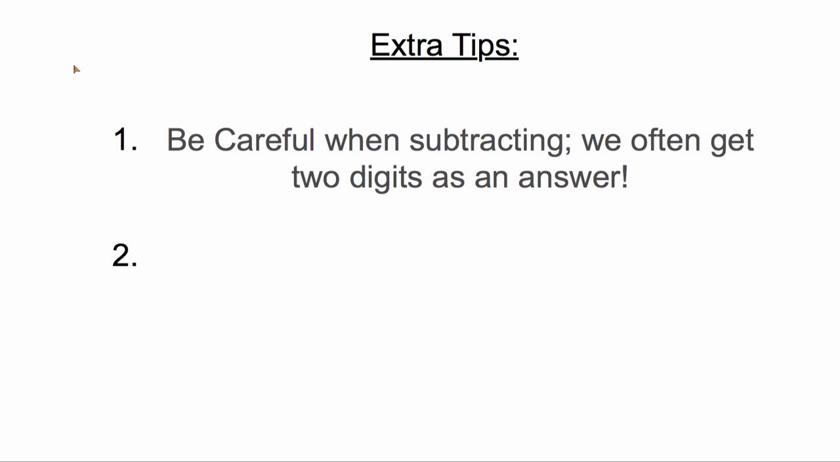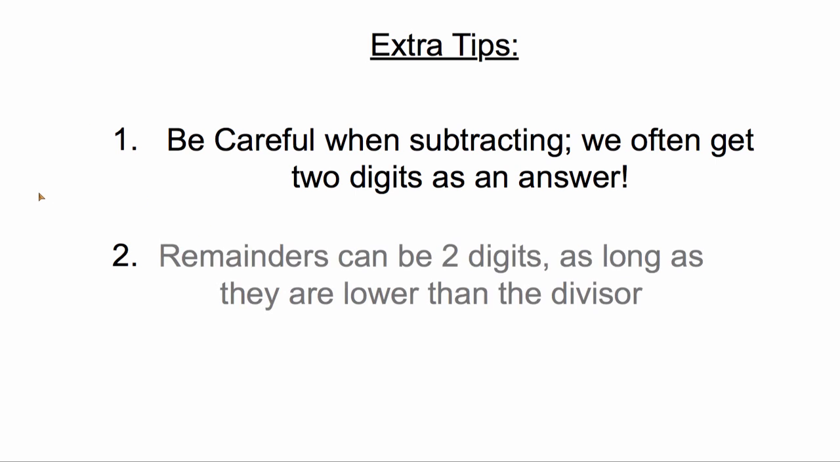Some extra tips. Be careful when you're subtracting. We often get 2 digits as an answer. And remainders can be 2 digits as long as they're lower than the divisor. And that goes for our answers for subtraction as well. As long as it's lower than the divisor, it's fine.